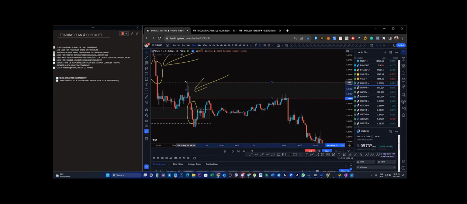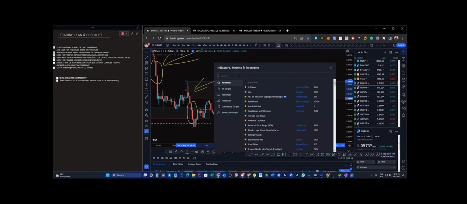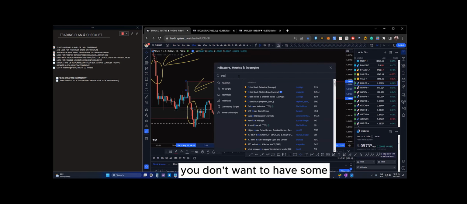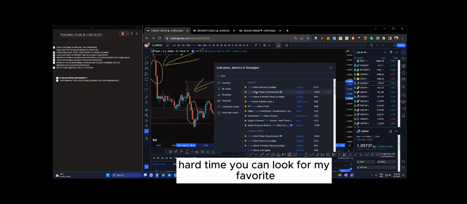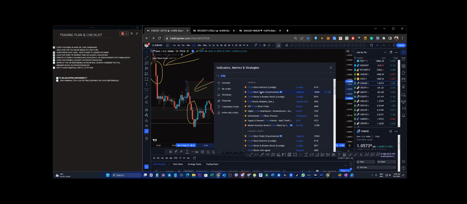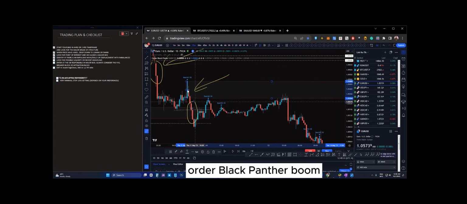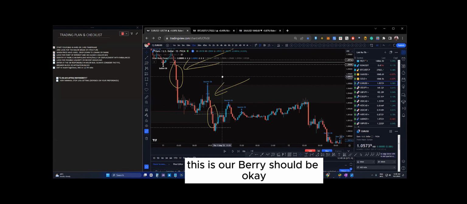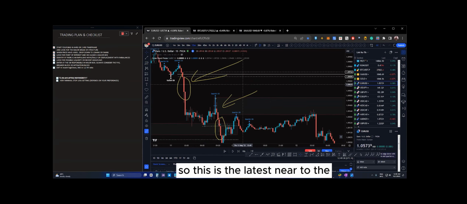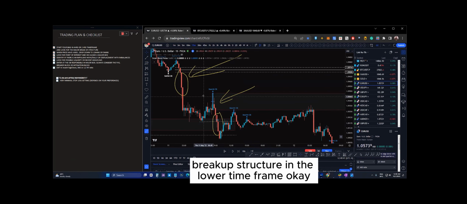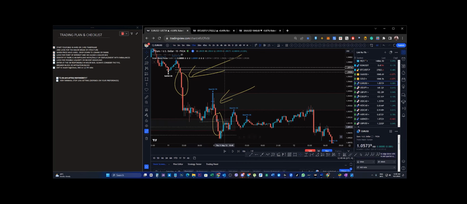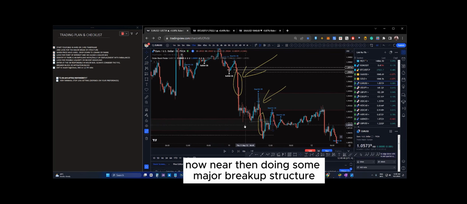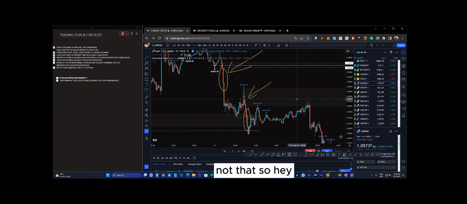So in this breakup structure, where is our bullish candle? Andito. Okay? Ngayon, if you don't want to have some hard time, you can look for my favorite indicator, Order block finder, boom. This is our bearish OB. Okay? So this is the latest near to the breakup structure in the lower time frame. Ito na yung na near din doon sa major breakup structure natin.